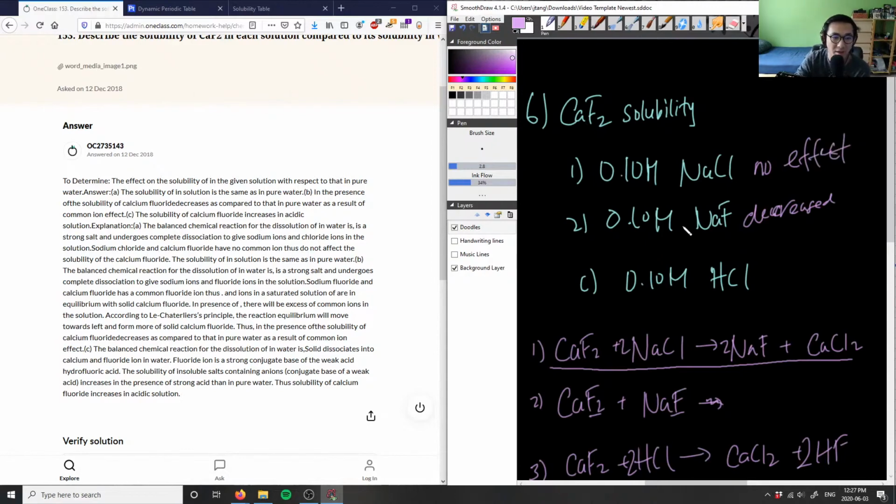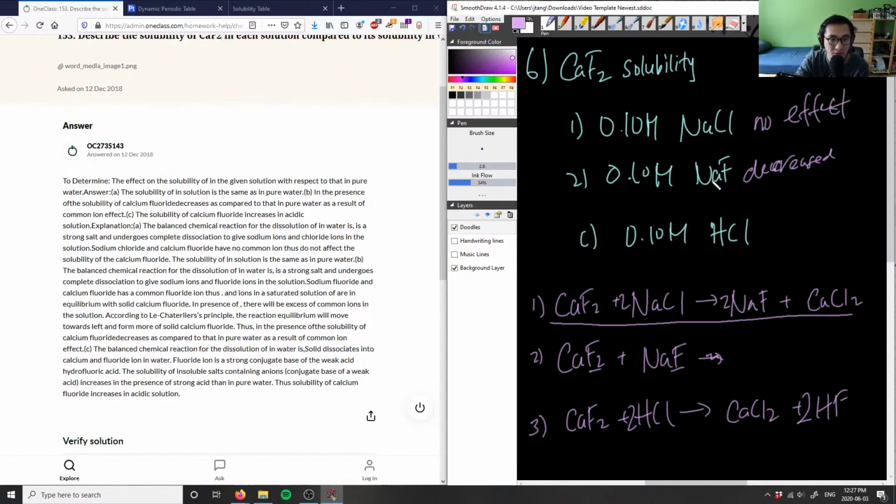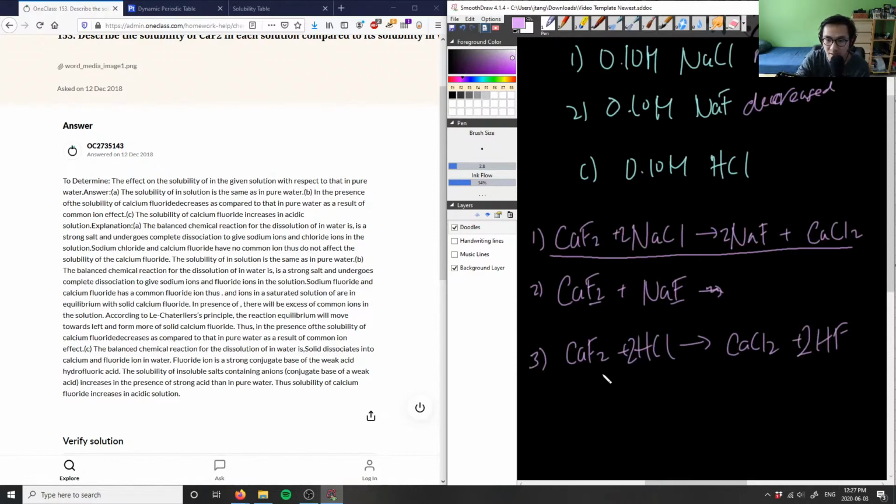And then finally in acid here, this is HCl. This is going to increase our solubility, right? Because again, the CaF2 is going to react with our HCl, going to give us calcium chloride and hydrogen fluoride. So in this case, it will be very soluble in water, because solubility increases in an acidic solution. So this one would be increased here.